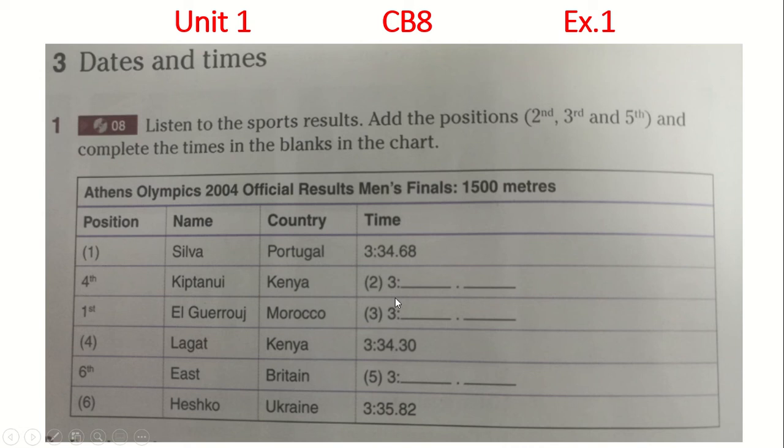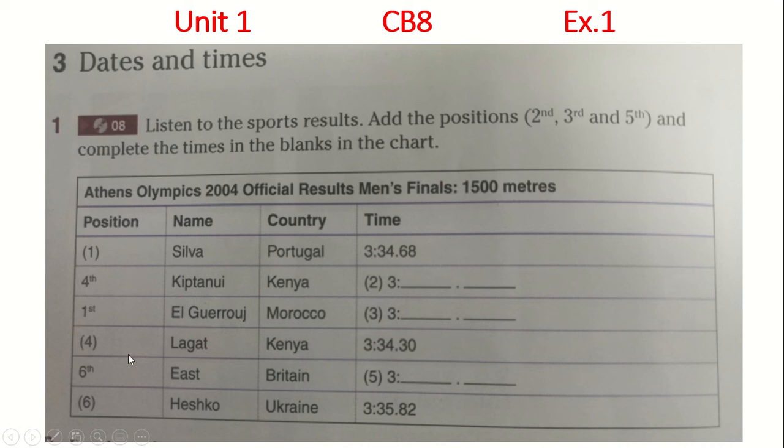And also we need to write the times. Each one ran this 1500 meters. The first one, Silva, for example, in 3 minutes 34 seconds, 0.68. So what we need to do, the first one is Garouge, okay? So we need to add the time here.